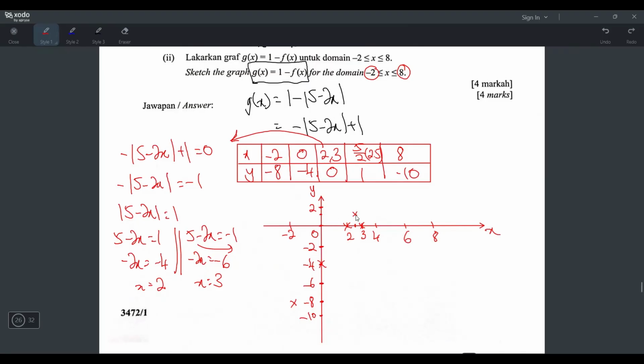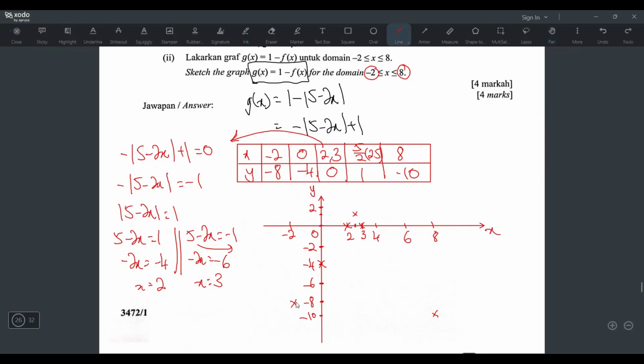So that is the tajam part. And then (8, -10) is just somewhere here. Okay. Remember, this is a sketch question, so you don't need the graph paper for this. Just do it in the space provided.